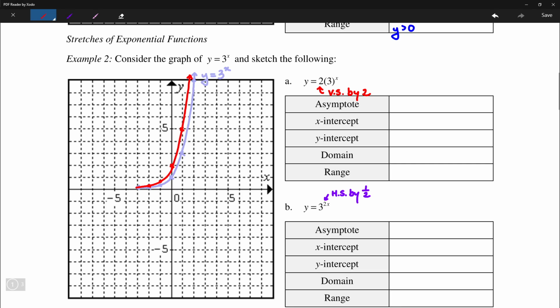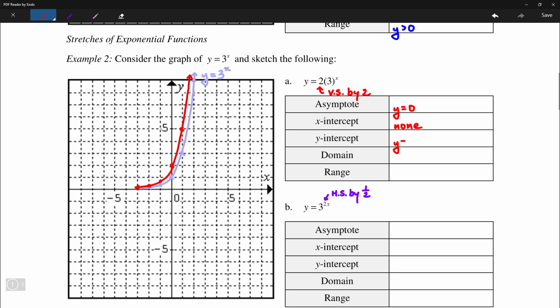Okay. So that's the y equals 2 times 3 to the x power function. Notice that the asymptote was not changed. So still y equals 0 will be the asymptote. Still, because of that, no x-intercepts in this case. The y-intercept is now going to be 2.